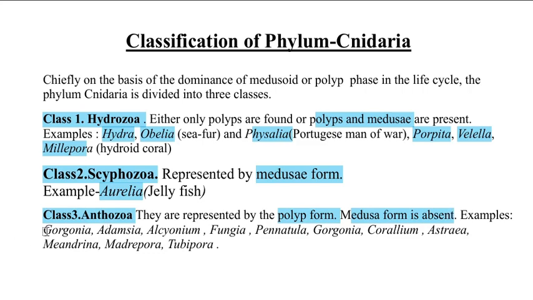For example, Gorgonia, which is also known as sea fan, Adamsia, which is known as sea anemone, Alcyonium, Fungia, Pennatula, which is known as sea pen, and Meandrina, which is known as brain coral, Madrepora, Tubipora. Tubipora is commonly known as organ pipe.